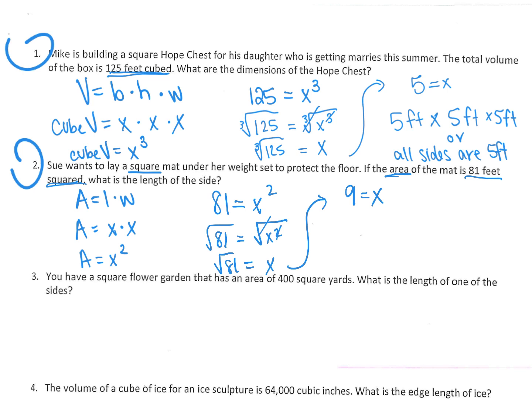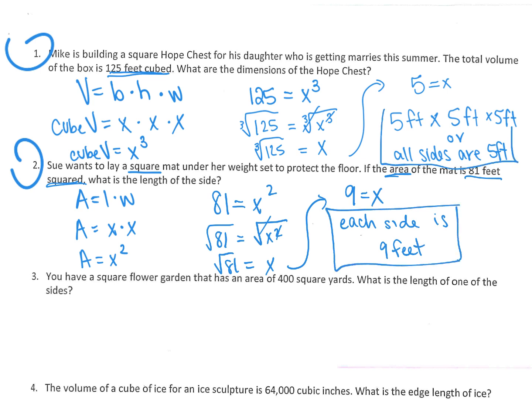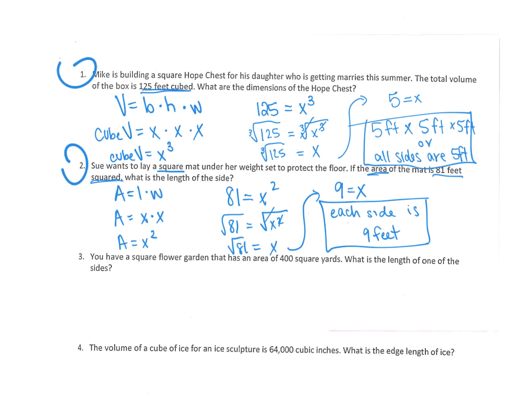So we're going to give our label, because remember our answer has to be in word problem form. Each side is 9, and we're talking feet. So each side is 9 feet, and that's the answer. I forgot to box my answer up here, but I'm going to go get it. So that's pretty much what you do.